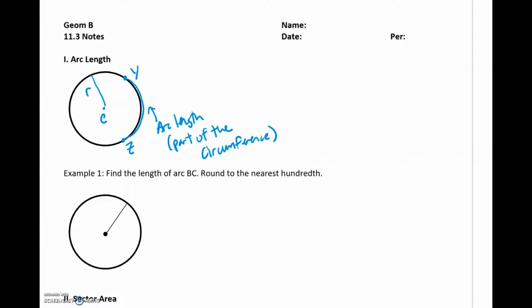So what else do we need to know? Well, we do need to know that arc measure. So we want the arc measure of the arc length we're trying to find. And that tells you what part of the circle. Is that 30 degrees of the whole 360? Is that 175 of the whole 360? It tells us what part of the pie we want. So our arc length formula is simply 2 pi times radius times m over 360 degrees.